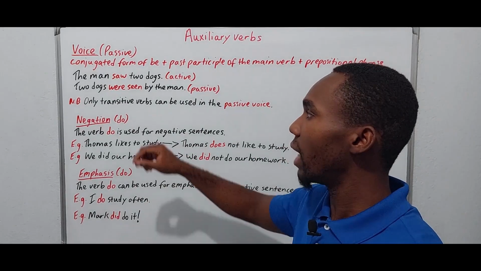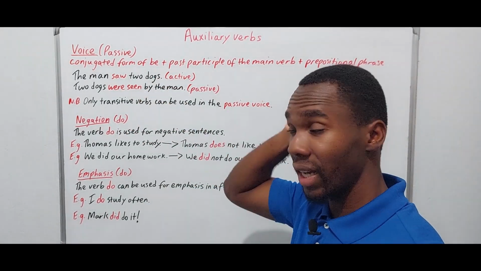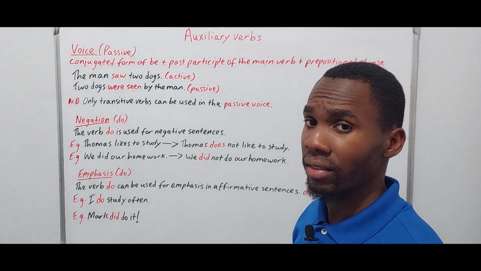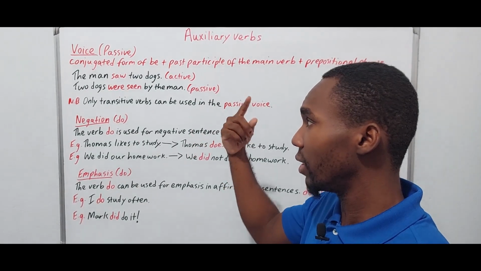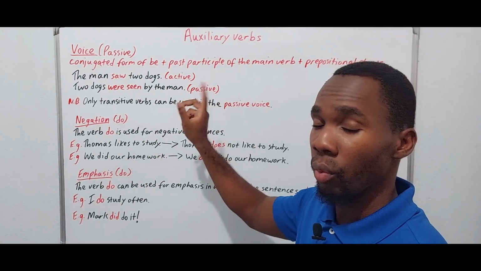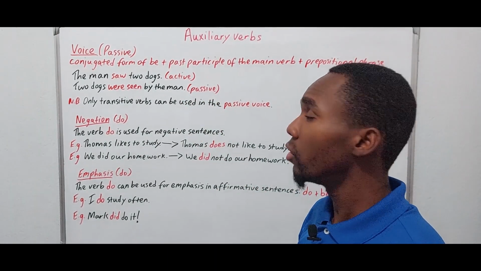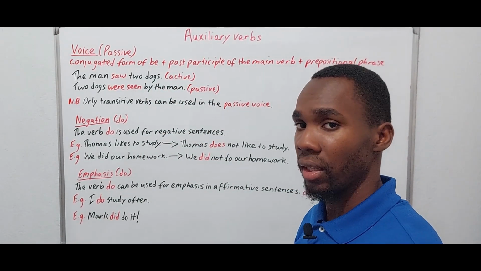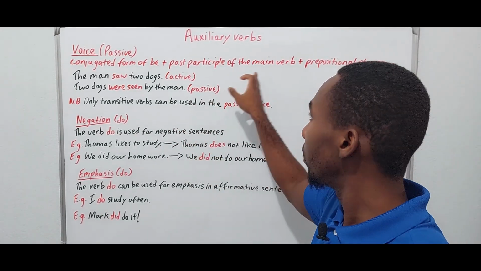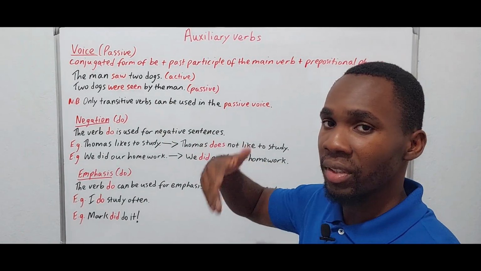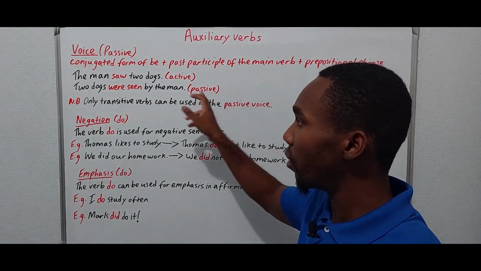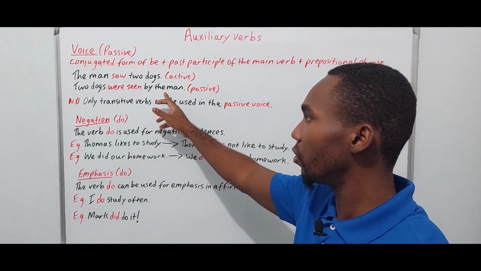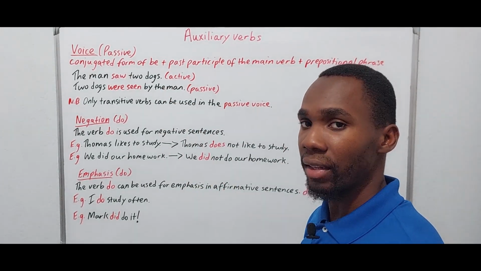So the formula is that we take the main verb. We look at the main verb in the active voice and we ask ourselves, what is the tense? So it's past tense. Therefore, that has to dictate what the verb be will be in terms of tense. So because it's past tense, the verb to be must be in the past tense. So two dogs were, the main verb was saw, which is from the verb to see. So what is the past participle of see? Seen. So two dogs were seen by the man. And then we have, of course, the agent at the end. So this is how we would form the passive voice, right?